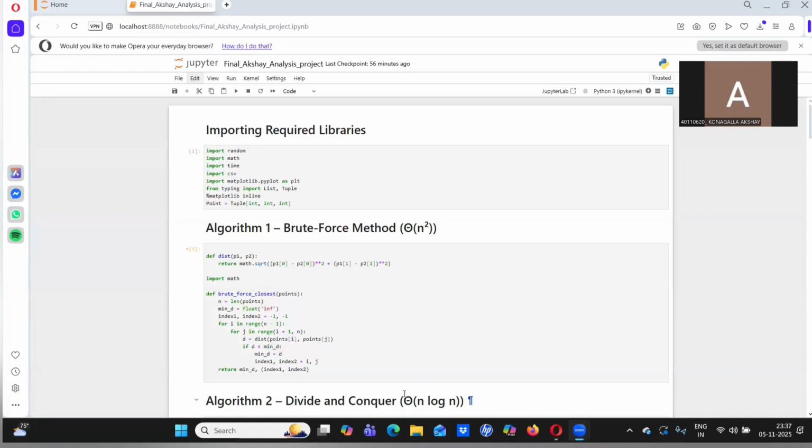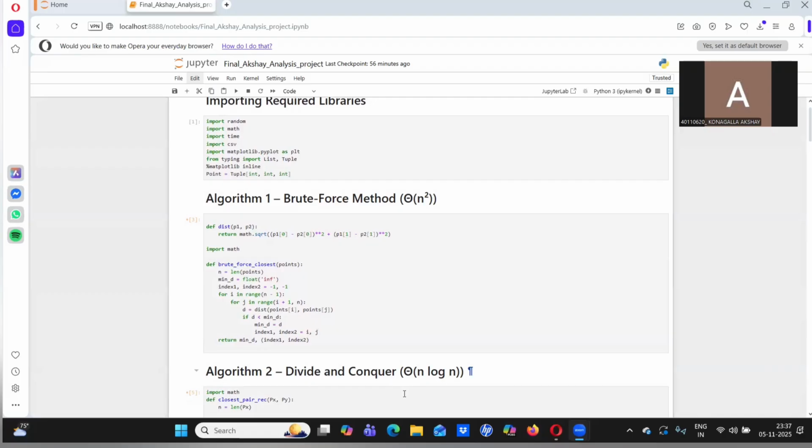First, I implemented both algorithms in Python using Jupyter Notebook. The first step is importing all the required libraries like math, random, time, and matplotlib. This handles distance calculations, random input generation, timing, and graph plotting. Before running large datasets, I compiled and executed both algorithms on small datasets containing just a few points to verify the algorithms work, identify the closest pair, and compute the right distance.